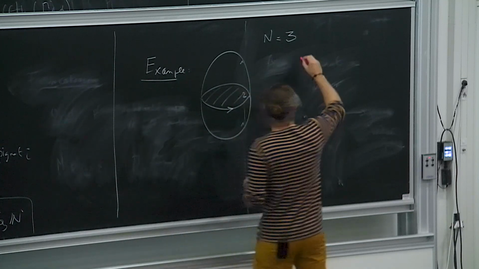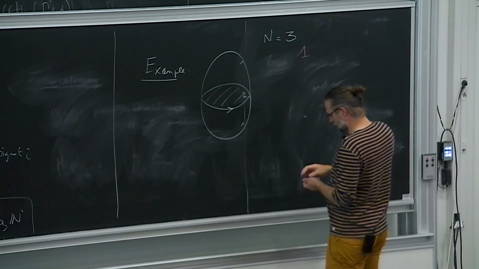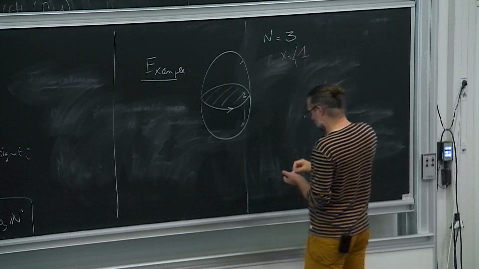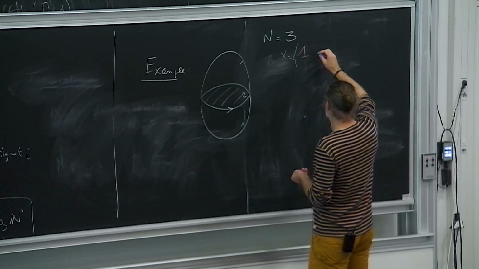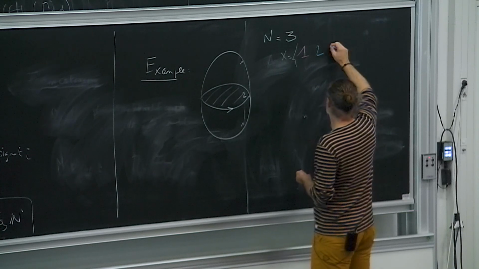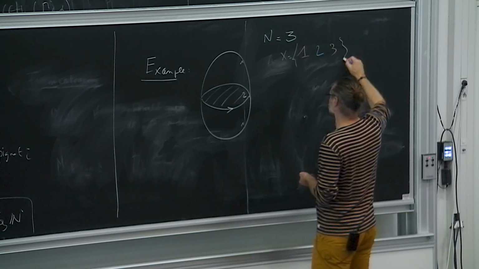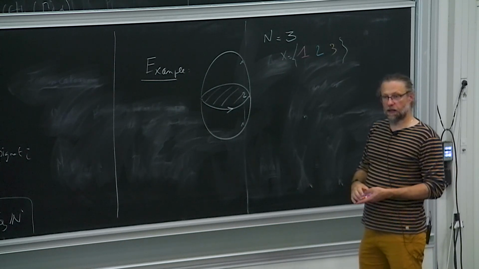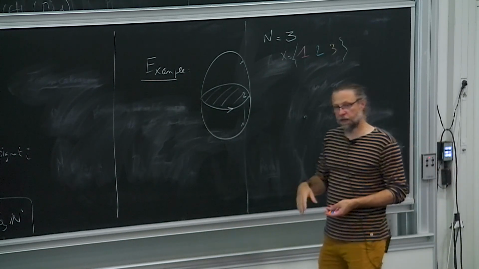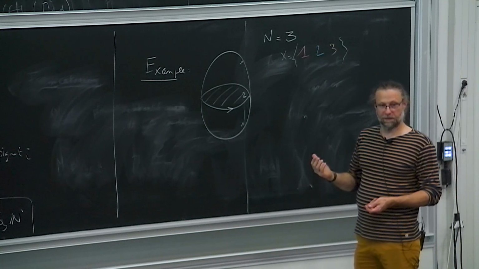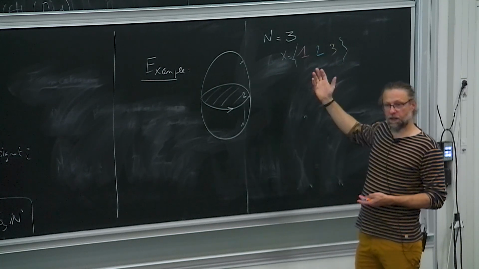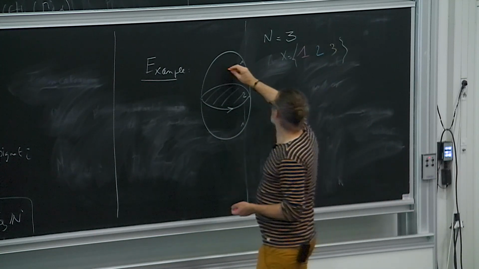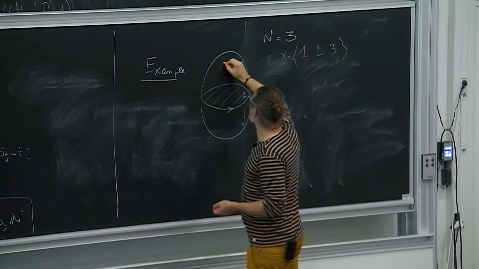So X is what? X is 1, 2, 3. Okay. And now, if I want to choose a coloring, I need to choose a subset of 1, 2, 3 for each facet. For example, this is 1. Sorry, so this is 3.